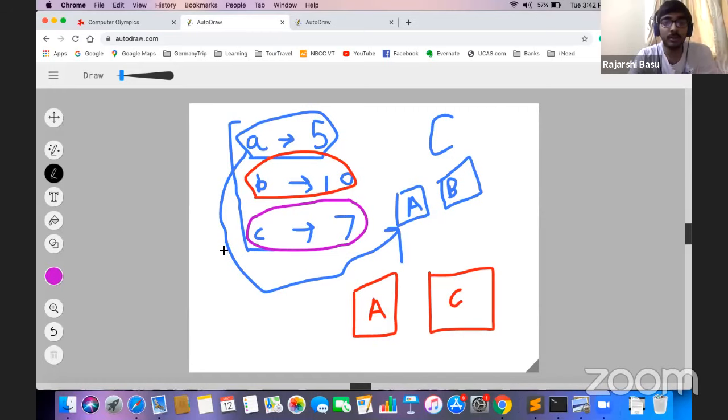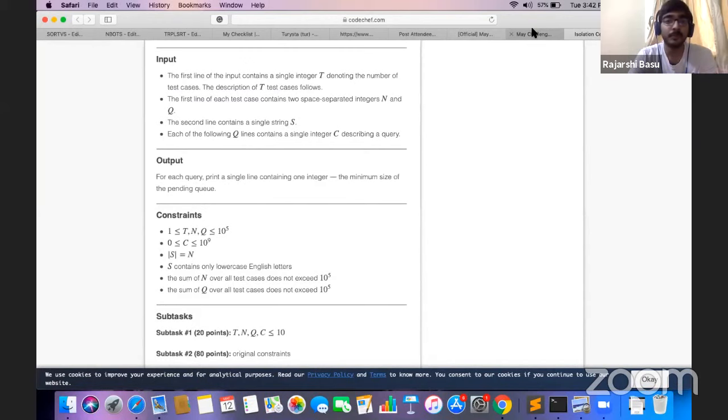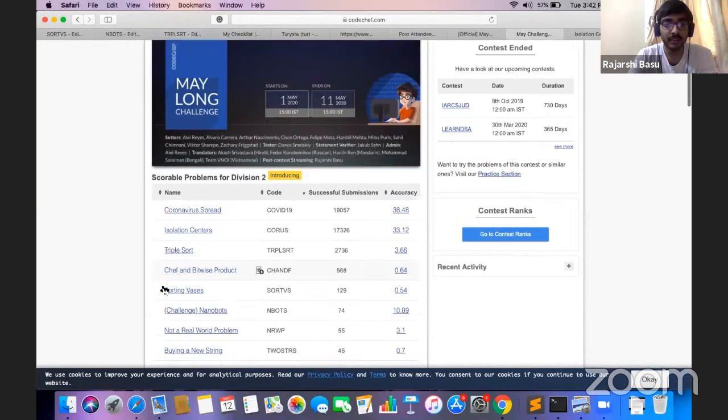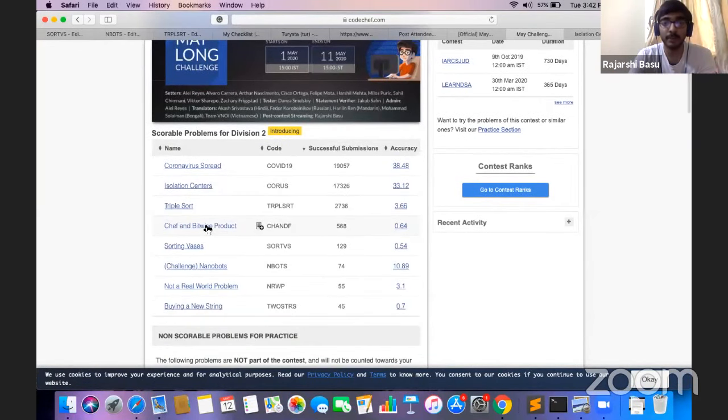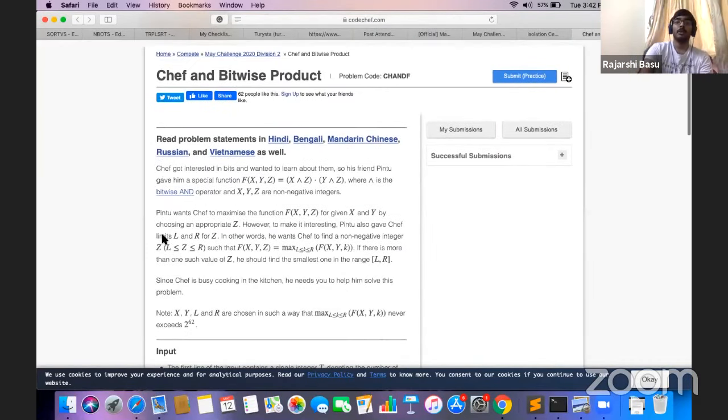So, okay, let's move on to the next problem. I'll first discuss Chef and Bitwise Product because, at least to me, it's a bit easier than Triple Sort actually. And because Triple Sort and Sorting Vases are both related to permutations, I will try to discuss them together because there is one concept that is needed in both of them, right? So, Chef and Bitwise Product.